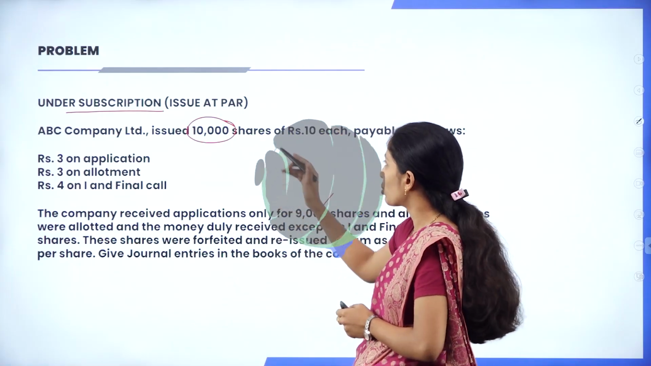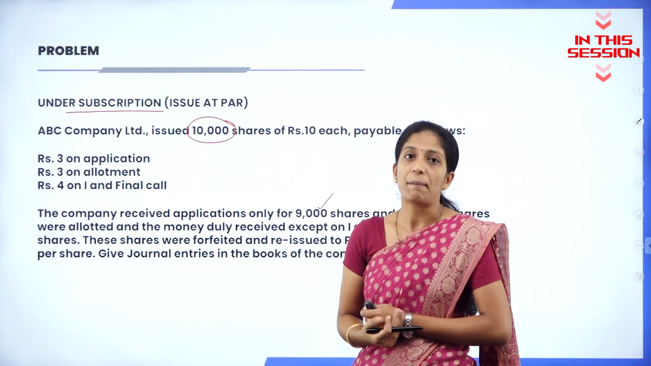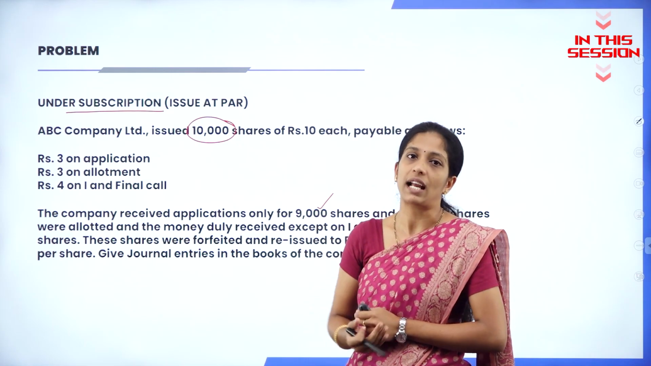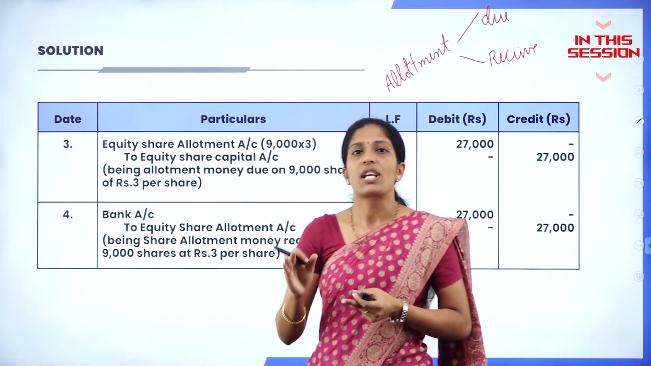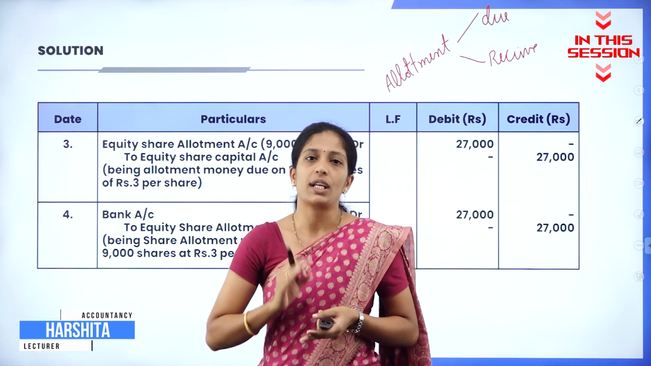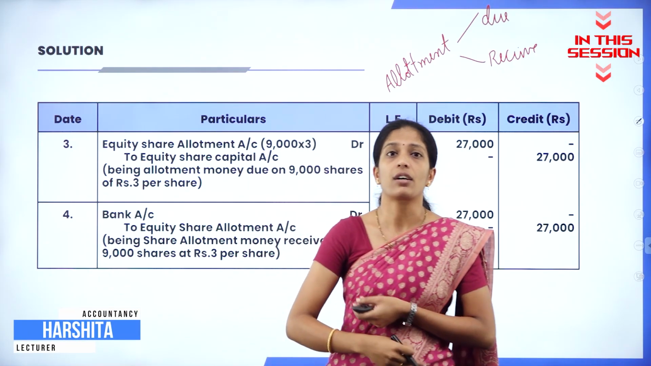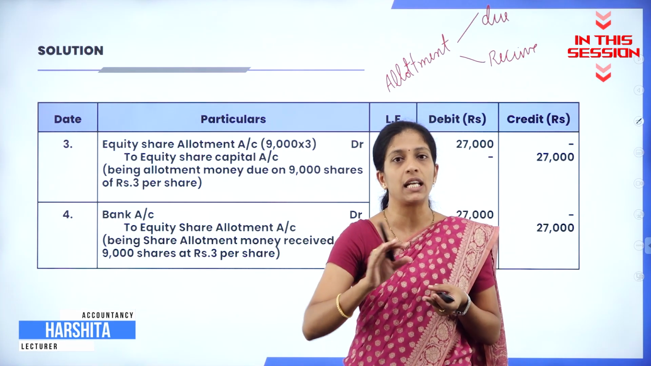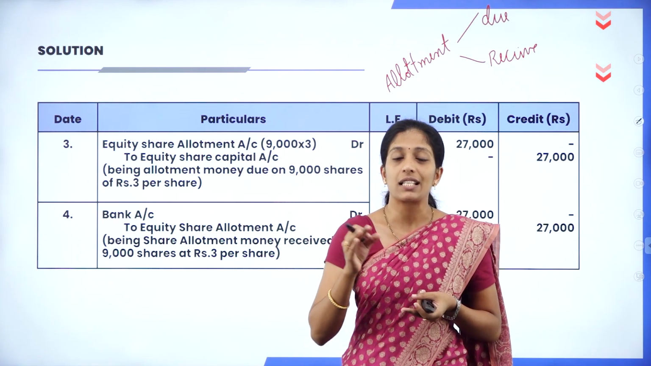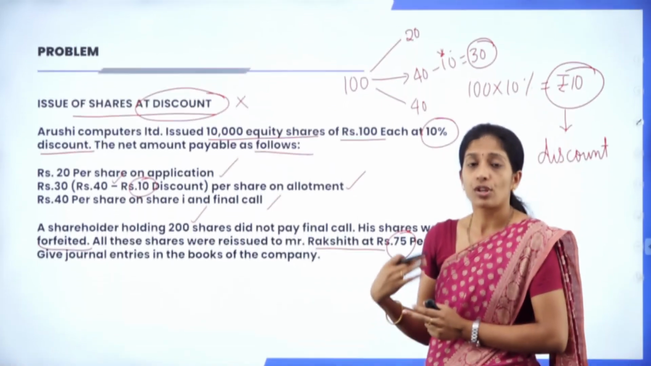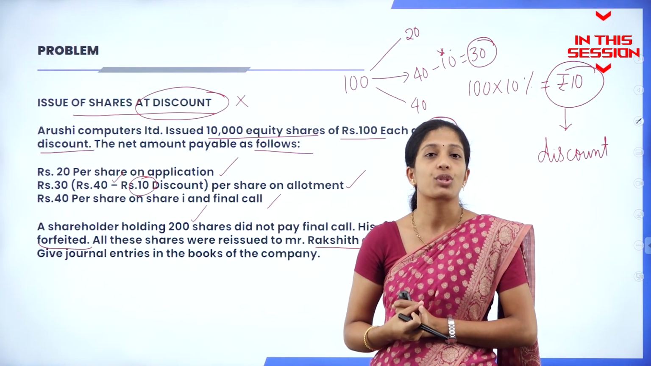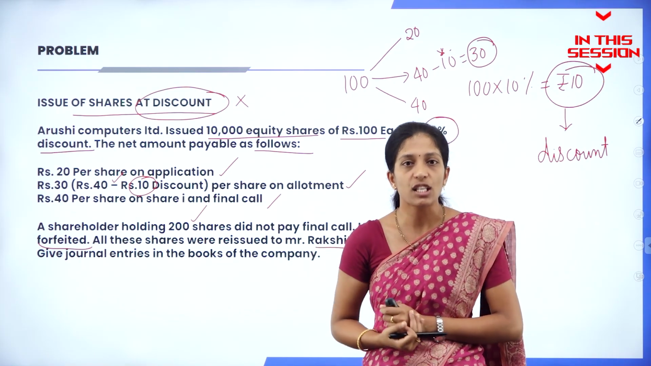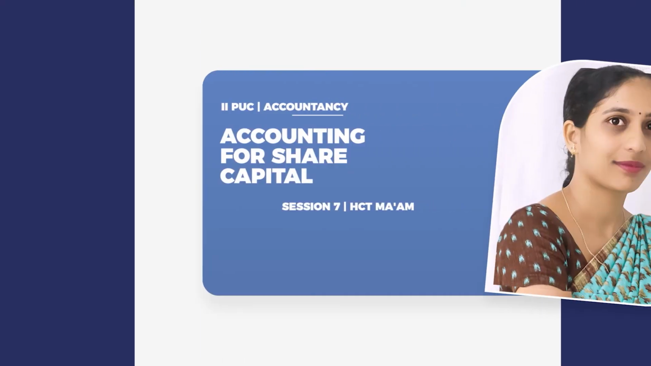The company has issued 10,000 shares where the public have applied only for 9,000 shares. That is known as under subscription. Equity share allotment account debit to equity share capital account. You are going to transfer that allotment money to the capital account, that is, the equity share capital account. Reissuing can be done at a discount, but normally the company will not issue shares at a discount unless it is sweat equity shares.